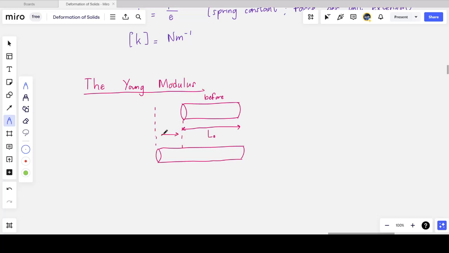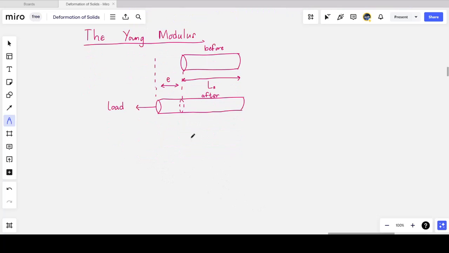And the increase in length of the cylinder we'll call the extension E, just like we did for the spring. And this only happens when there's some load or some force being exerted on the end of the cylinder, in this case to the left. And basically the length has now changed because of the extension. So we have a before scenario and an after scenario. The initial length was L0, and then the length changed to L0 plus E effectively when the load was added to the cylinder.